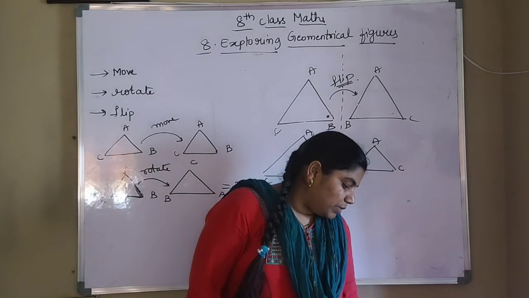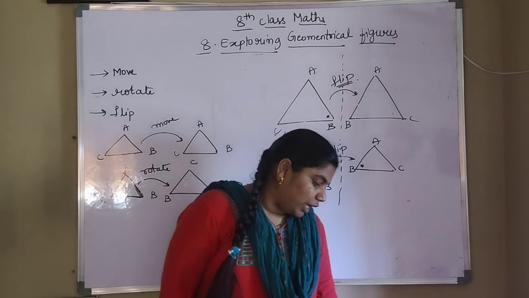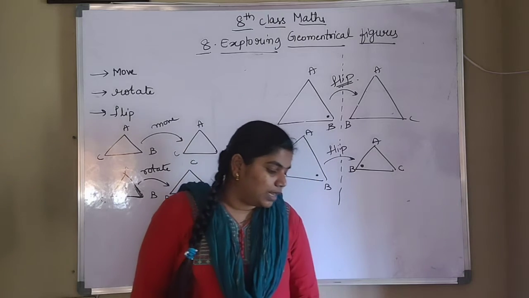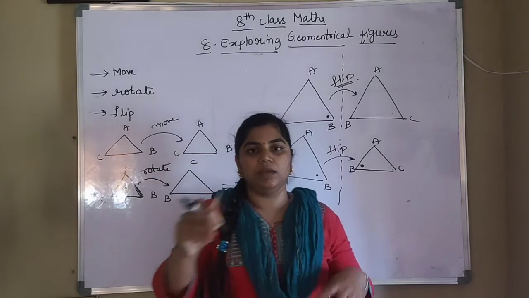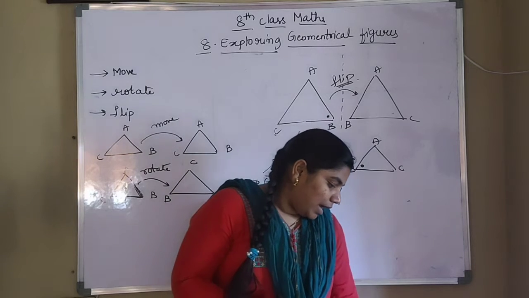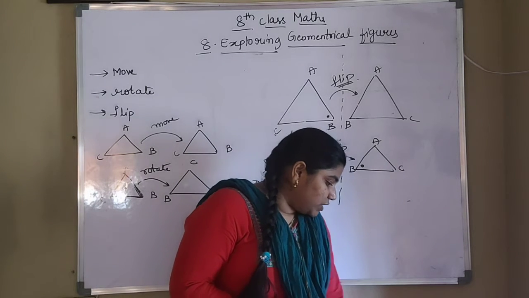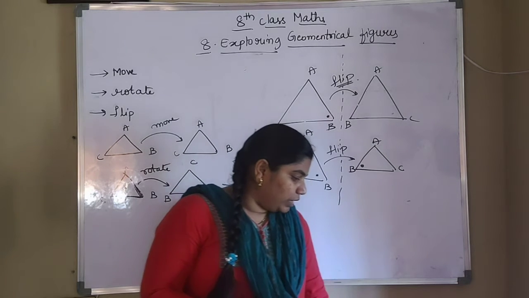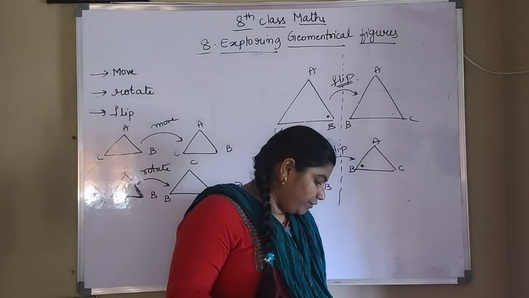The distance from the center to any point of the shape stays the same. Every point makes a circle around the center. A circle is nothing but rotating how many degrees? 360 degrees. And next, on page numbers 184 and 185, they have given similar figures and congruent figures.